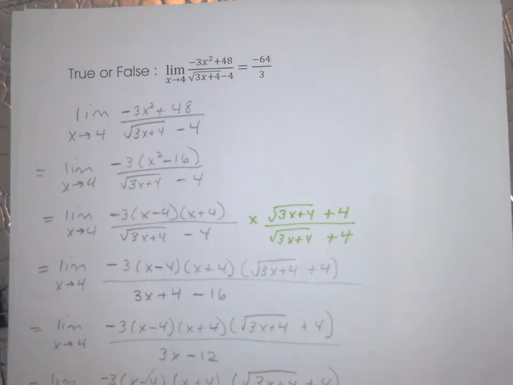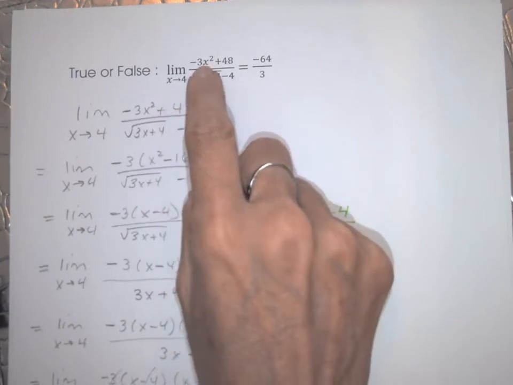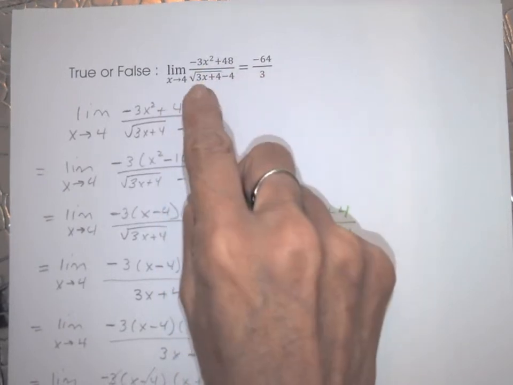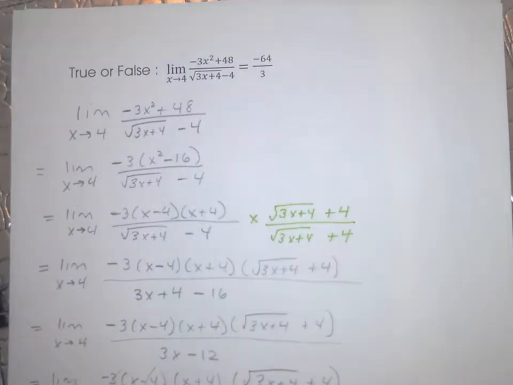Okay, in this question, I have to see whether it's true or false that the limit as x approaches 4 of negative 3x squared plus 48 over the square root of 3x plus 4 minus 4 is equal to negative 64 over 3 or not.